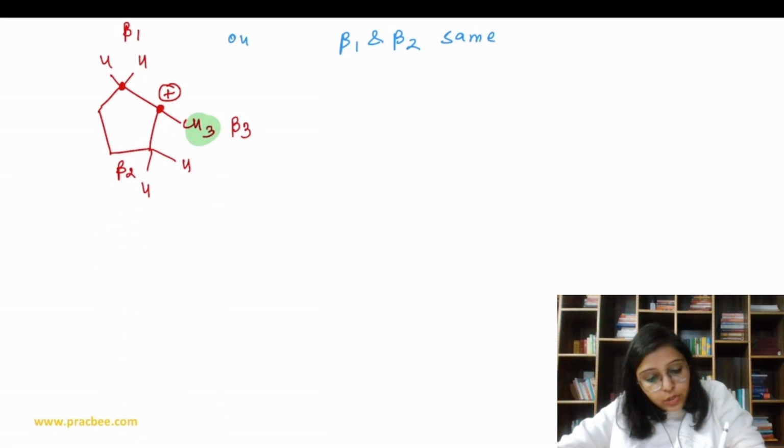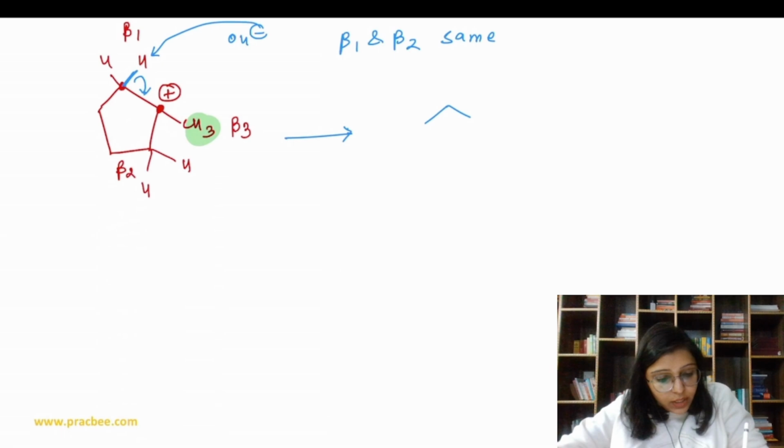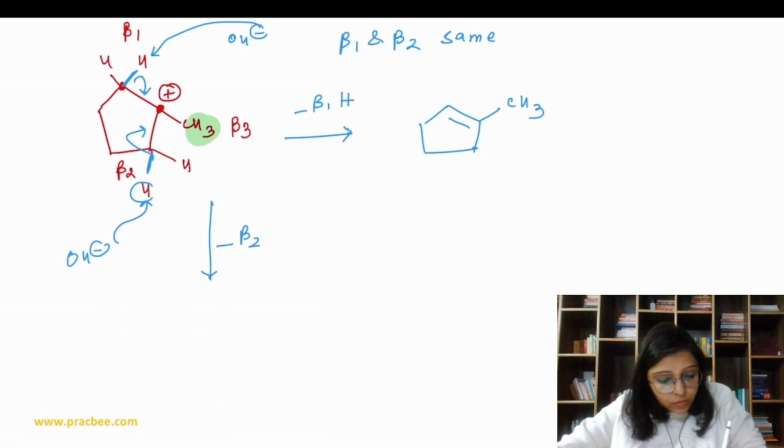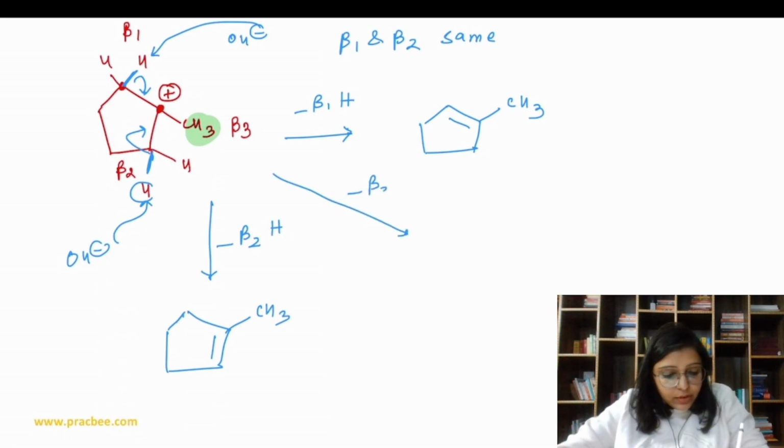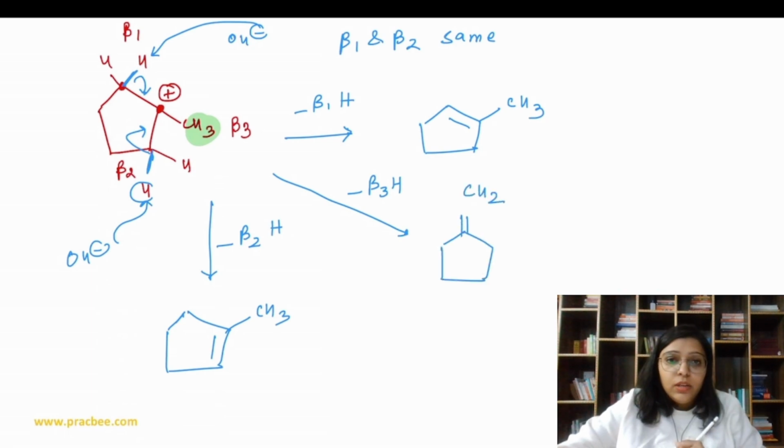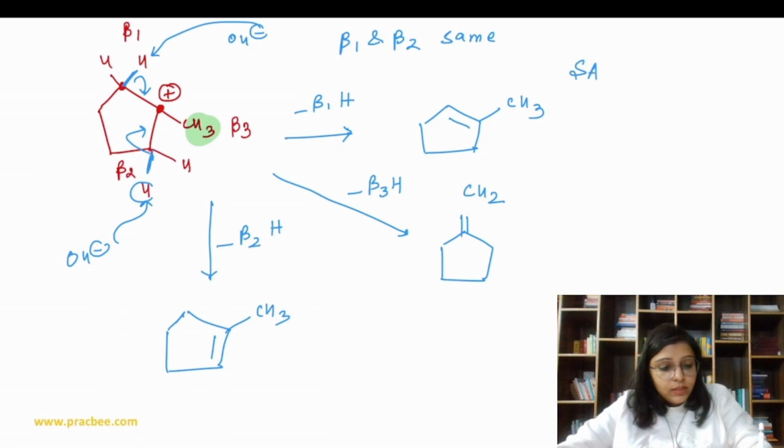Beta 1 and beta 2 are the same, so if you remove any beta 1 or beta 2 hydrogen, you get the same product. So OH minus abstracts this hydrogen and the electrons of this bond shift over here, so we get this, right? If you remove beta 2, the OH minus abstracts this hydrogen and electrons of this bond shift over here. So on removing beta 1, we get this one. On removing beta 2, we get this one. See, this one. Same product, right? We get the same product, right? And now on removing beta 3 hydrogen, we get this product, double bond CH2, right? So that's a Saytzeff product. That's a Saytzeff product.